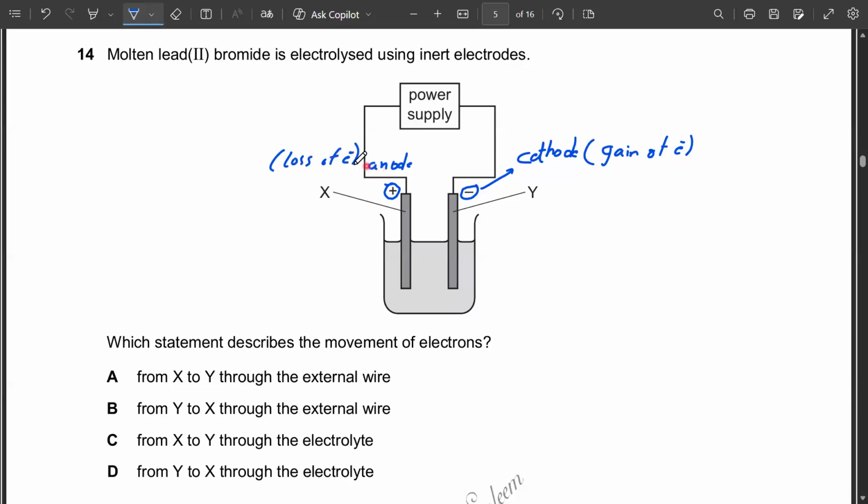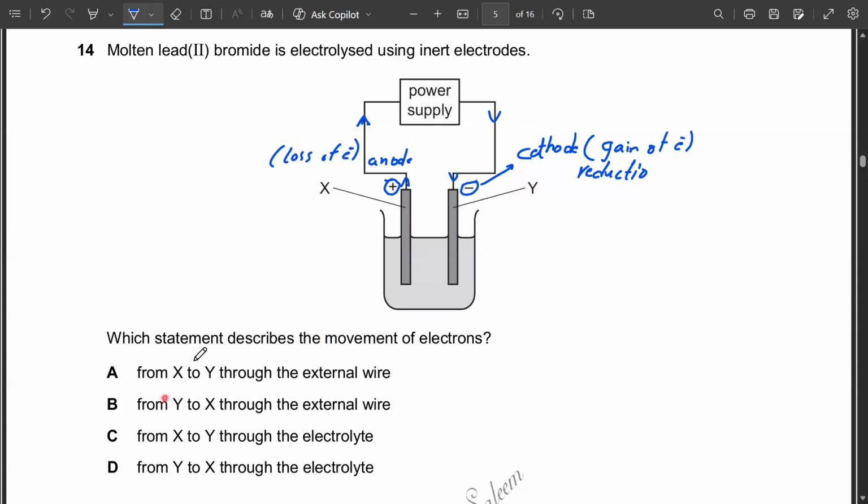If the anode shows loss of electrons, then electrons will be produced at the anode. That means electrons will be coming out from the electrode in this way. And the cathode shows reduction by gain of electrons, which means the electrons are going towards the cathode. So they will be directed in this way. They will move into the electrode. Now, according to this, we will find the correct statement.